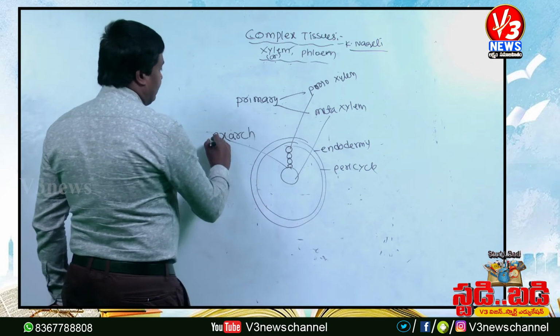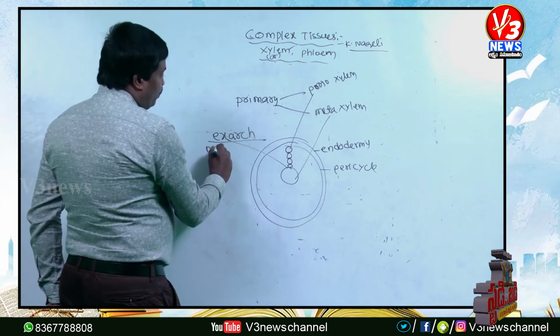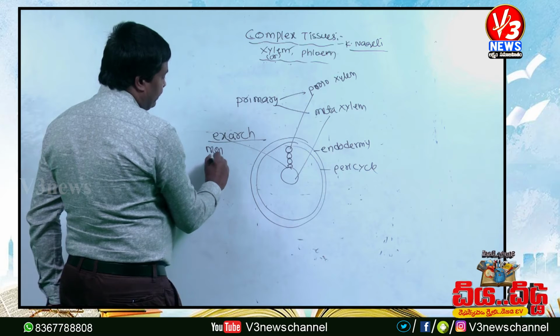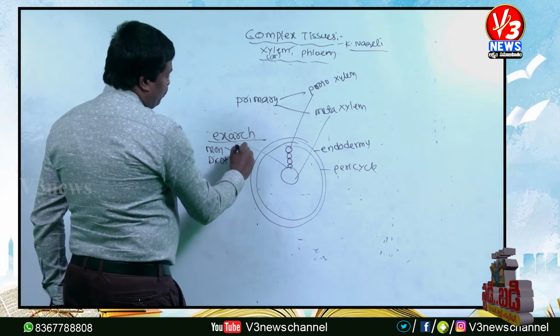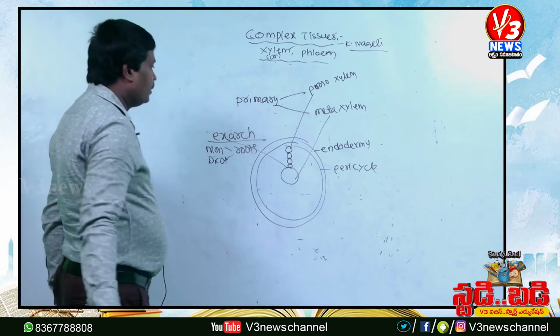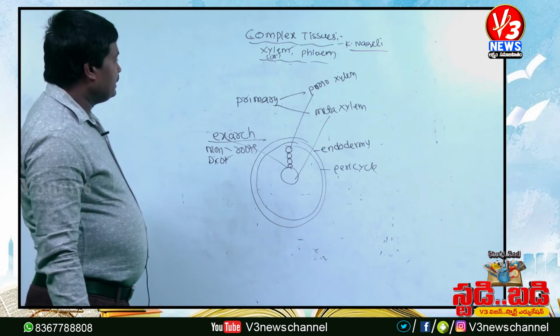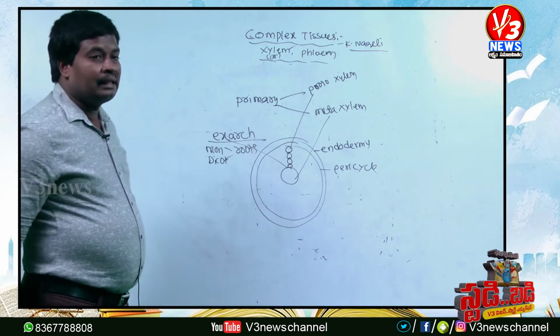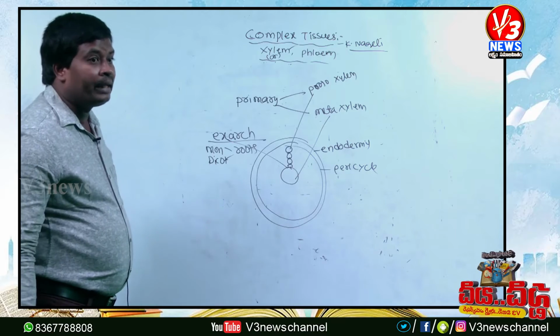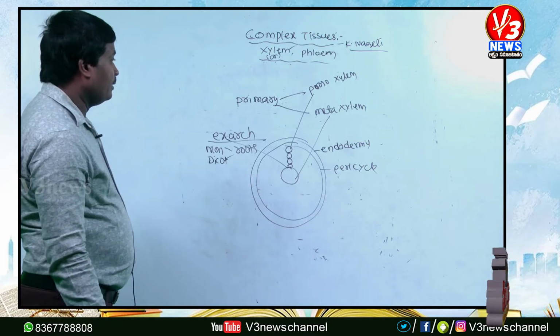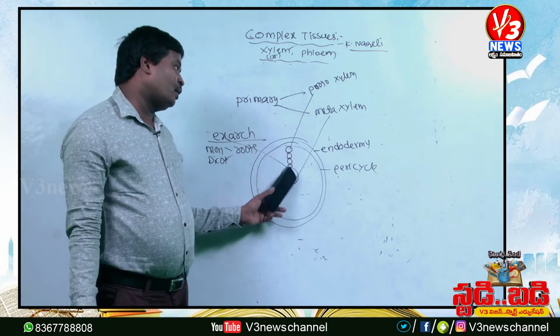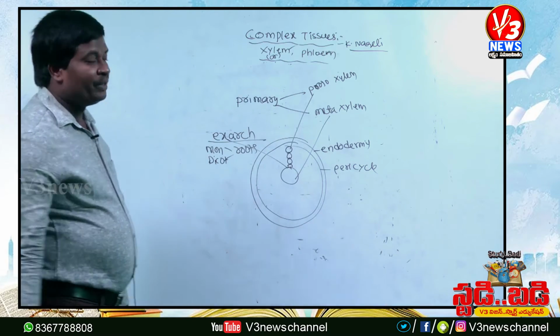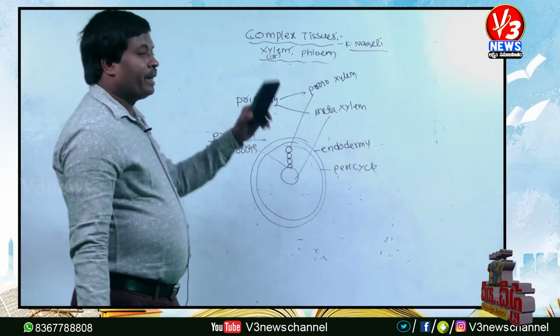Exarch condition is present in monocot and dicot roots. It is also called the centripetal manner. What is centripetal? The xylem is arranged from the periphery to the center.